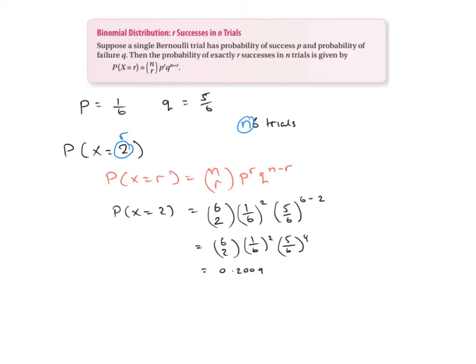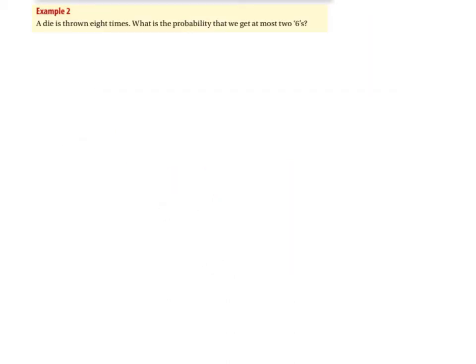Okay, so let's have a look at another example of this. One's a little bit more technical. It says on this slide, a die is thrown 8 times. What's the probability we get at most 2 6s? The first thing here is we have to work out the probability of success and the probability of failure. So for one trial, my p is equal to 1/6, which means that my q is equal to 5/6. The success criteria is that we get a 6, which means our failure is 1 minus a 6th, which is 5/6.